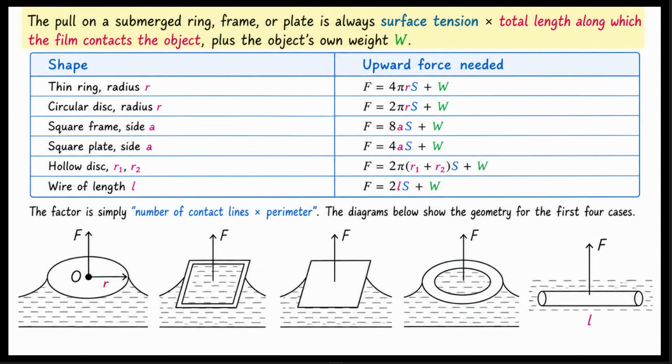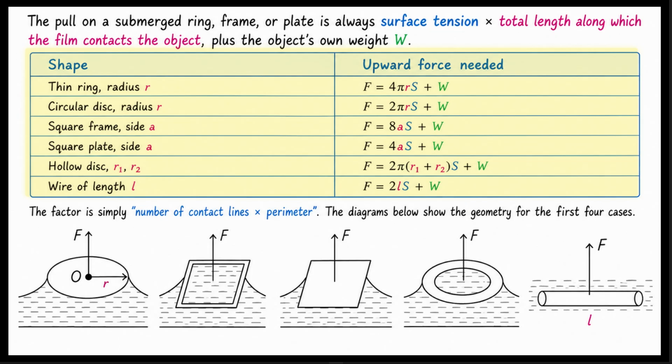Now we put numbers on the pull. Imagine dipping various objects into a liquid and pulling them out. The force you need to apply, minus the object's own weight, is just the surface tension times the total length along which the film contacts the object. The pattern is simple. Number of contact lines times the perimeter. For a thin ring of radius r, the film contacts along the inner and outer circles, so the upward force is 4 pi rS plus the weight of the ring.